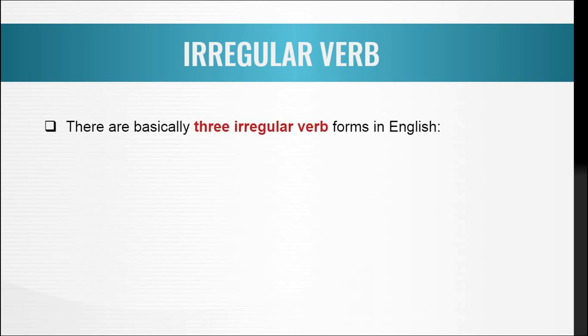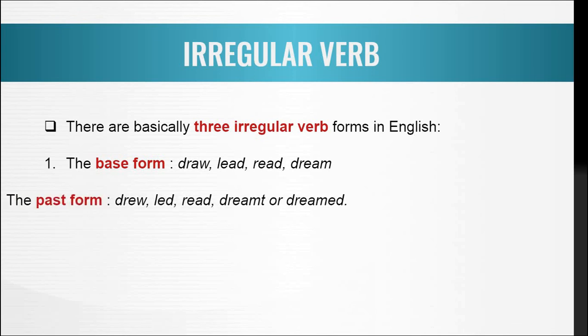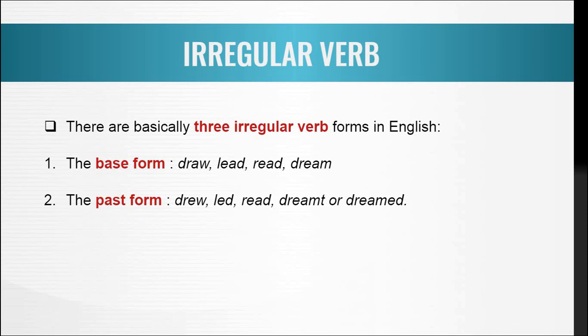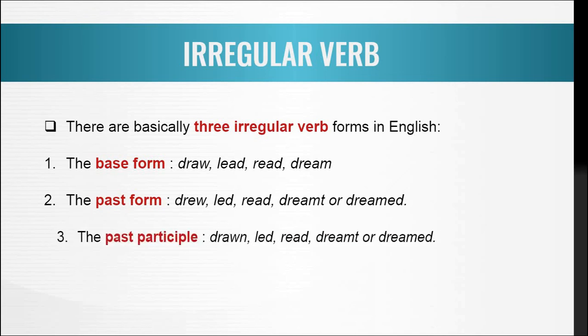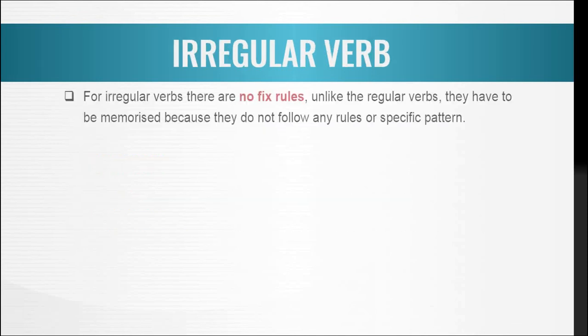Now the irregular verbs. There are basically three irregular verb forms in English. And what are they? The base form, for example, draw, lead, read, dream. They are the base form or the present form. The past form: drew, led, read, dreamed. And the past participle form: drawn, led, read, dreamed or dreamt.